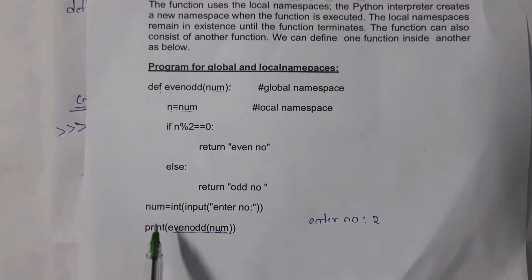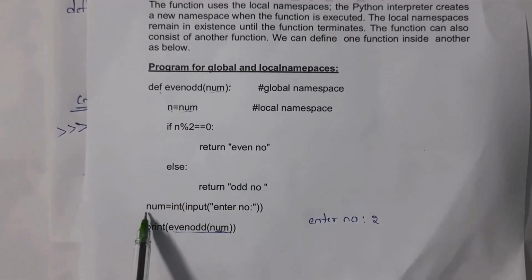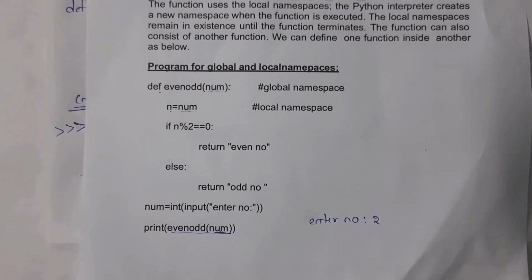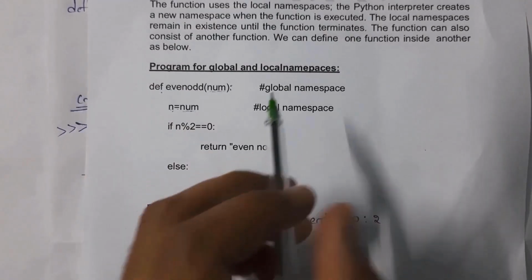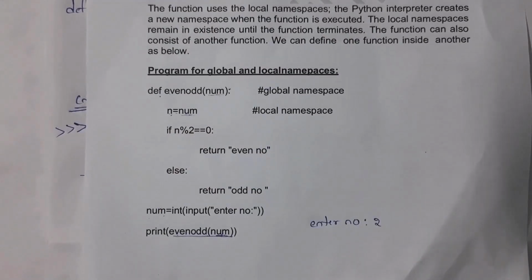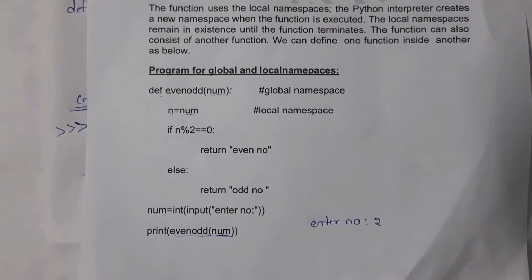Variables which are declared outside the function are known as global variables, and variables which are declared inside the function are known as local variables. This num is declared outside, so we call this num a global namespace. Now I changed this variable name num to n. Now we call this n a local namespace.